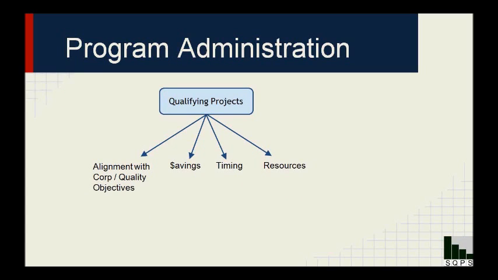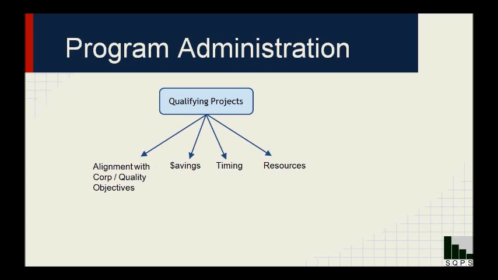Another thing that might be important is maybe a minimum value for savings. Some companies may determine that $50,000 or $100,000 is the minimum amount to be saved for each project.